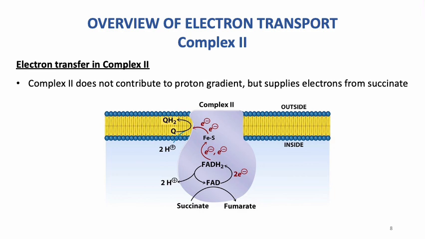How do electrons pass through these carriers? When succinate is oxidized to fumarate, the 2 electrons will be used to reduce FAD to FADH2. FADH2 will release these electrons one at a time to reduce the iron sulfur clusters. And the iron sulfur clusters, again, will reduce the Q to QH2 one electron at a time. It seems that cytochrome B has no role in the electron transfer in this complex.